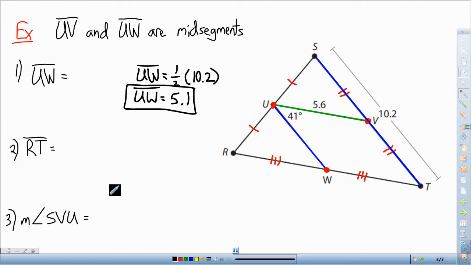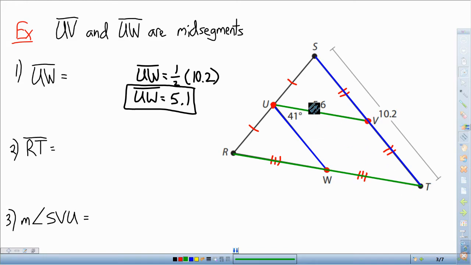Let's look for RT. So RT, let's go ahead and highlight it. RT is this side length right here. And here's a couple things we know. We know that this side length and this mid segment that I highlighted in green, UV, are parallel. So that's good. Doesn't really help us, but the other thing we know is that UV is half the length of this side length.